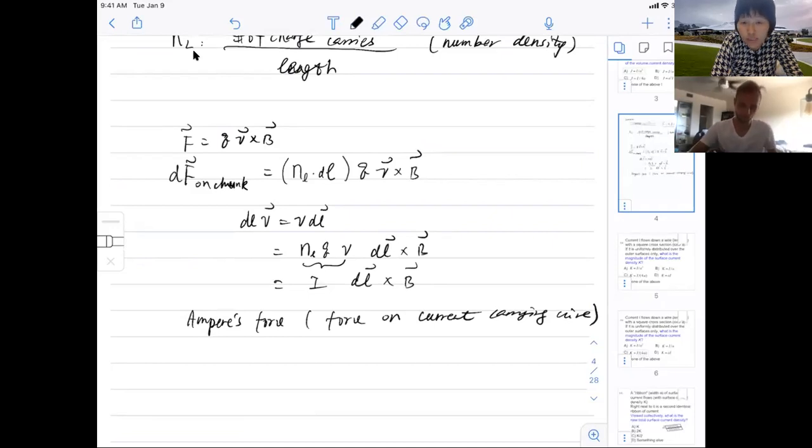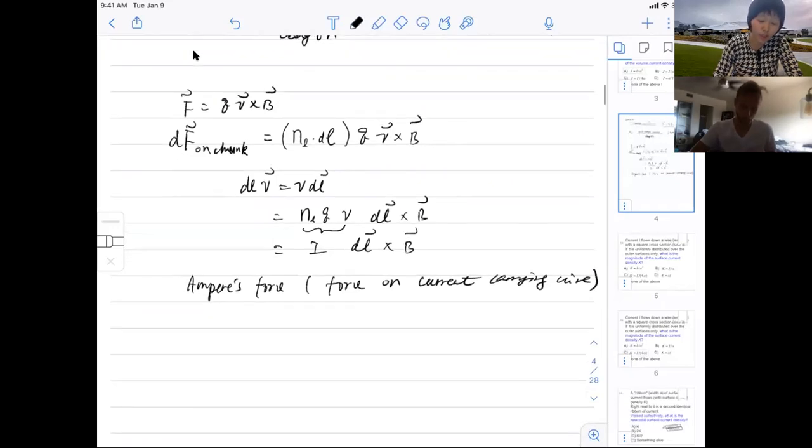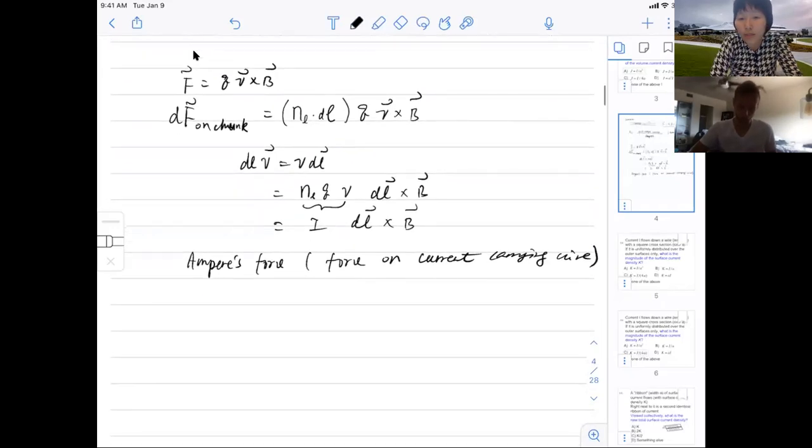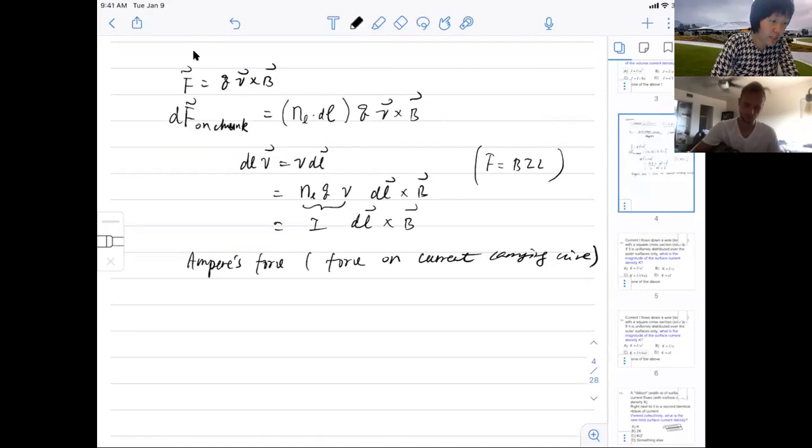So if you're interested, you can go to Griffiths to look at how they break down the motion of the wire and the motion of the charges. Okay, so that is the force. Remember, we have BIL as in introductory physics, if you still remember that equation. So that's how we derived it.